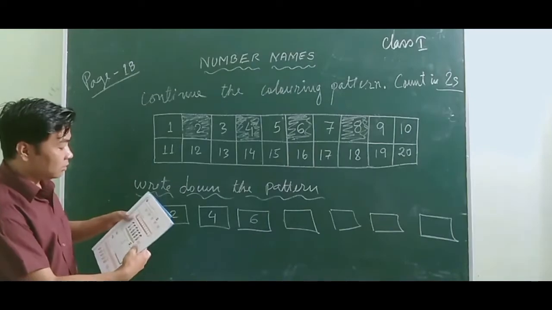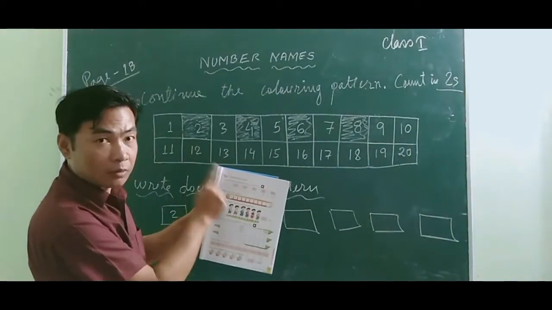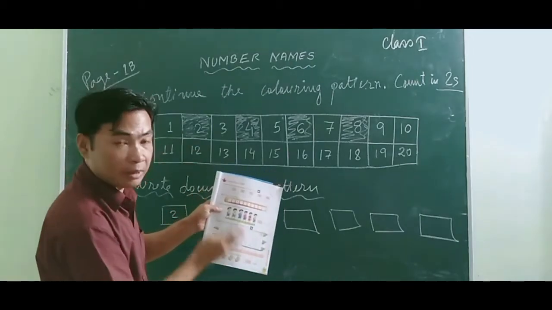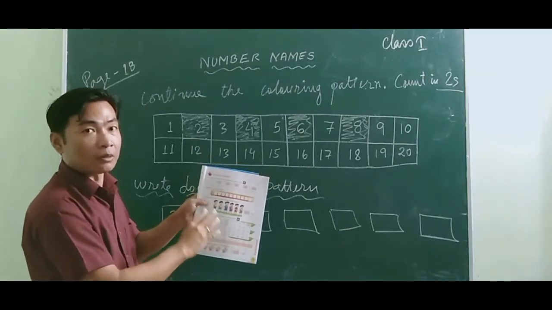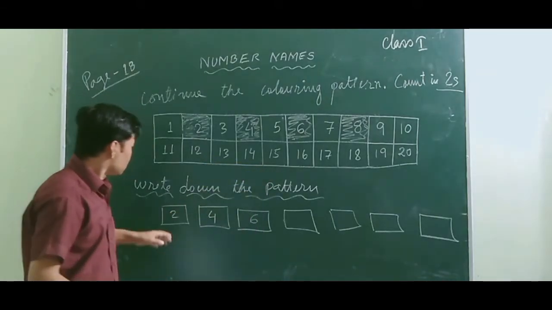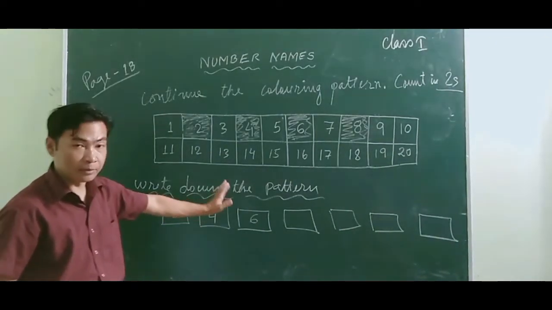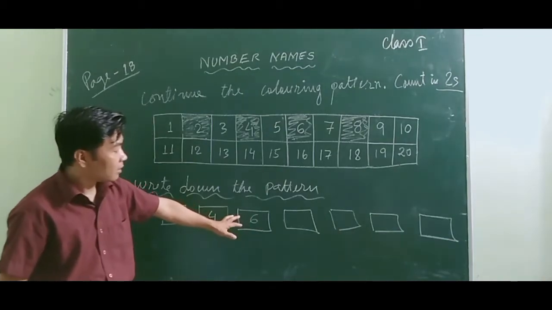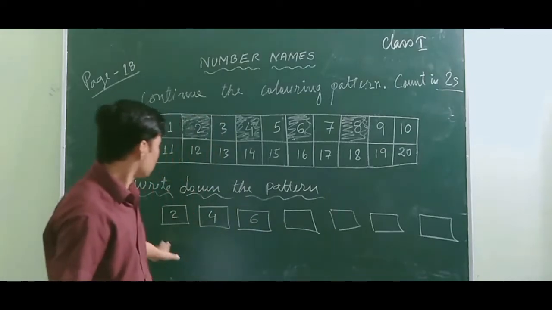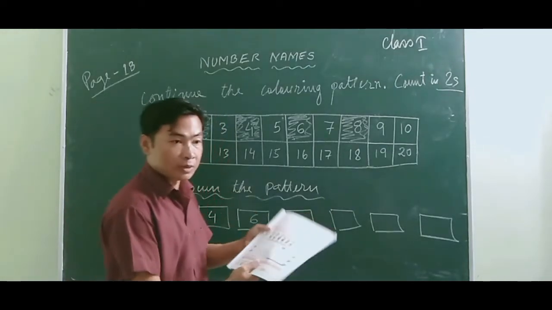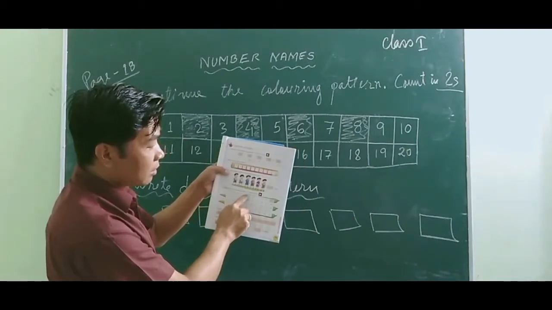See, if you see down here, write down the pattern. Same here, counting by skipping 2, okay, or counting by twos. Skipping 2 and counting twos are almost the same, okay. 2, after that 3, 4. After 4 we skip 1 digit, then comes 6, and then after 6 we skip 1 and will come 7, okay. So fill the remaining boxes which are there in the book and continue the coloring pattern counting in 5.